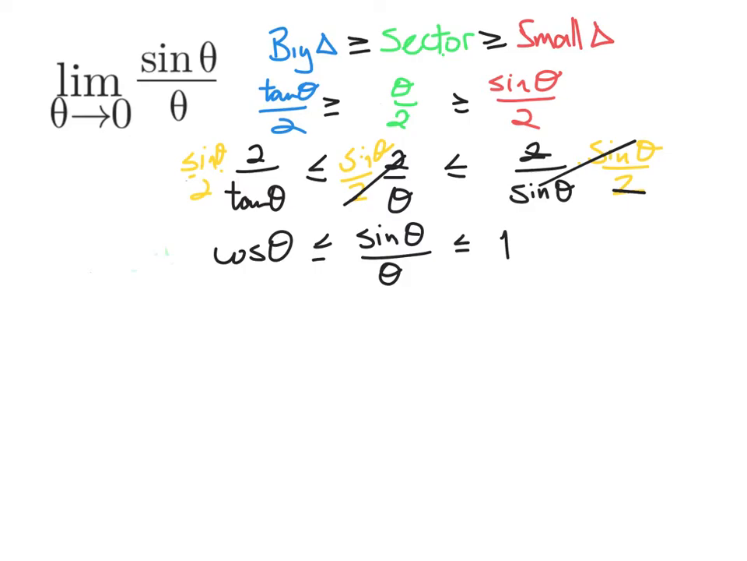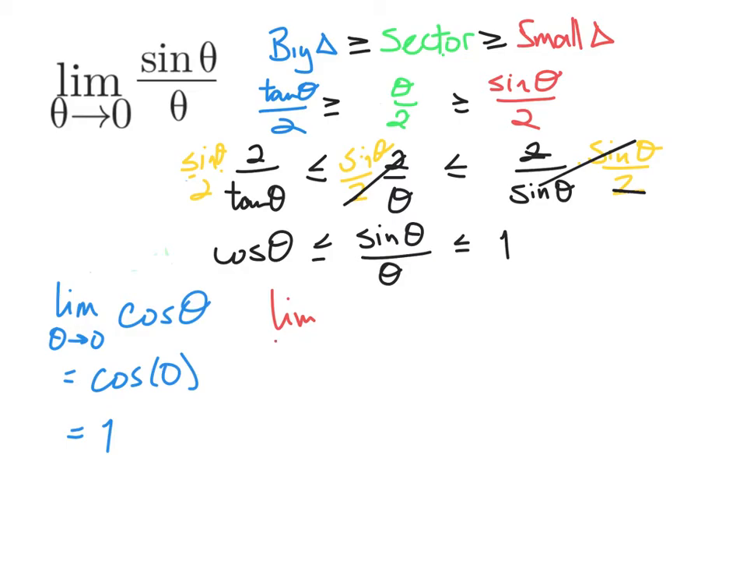Now I have my expression, sine theta over theta, in between 2 functions. That signals to me that we want to use the Squeeze theorem. So to do that, we take a look at the limits as theta approaches 0. First of all, of cosine theta. Cosine is continuous, so we can use direct substitution. Cosine of 0 is 1. That's not enough. We also have to verify the other side: the limit as theta approaches 0 of 1 is also 1.